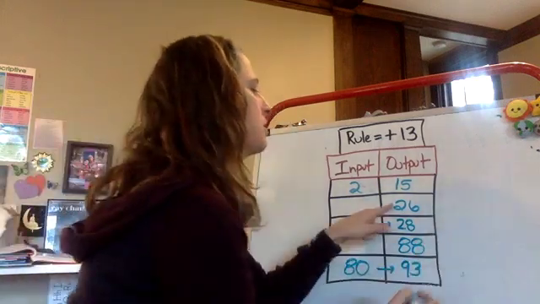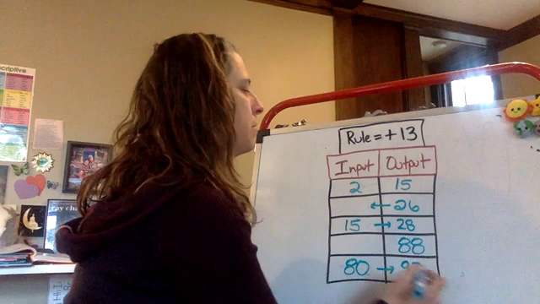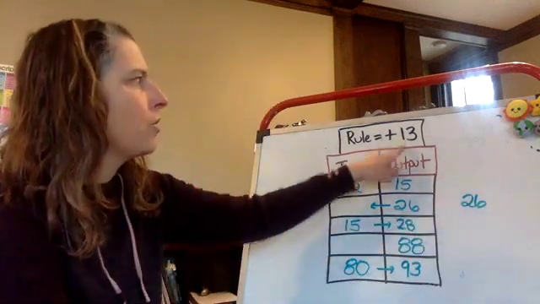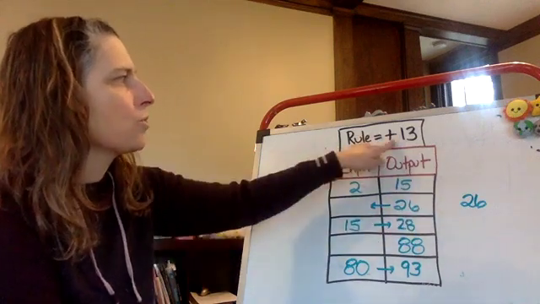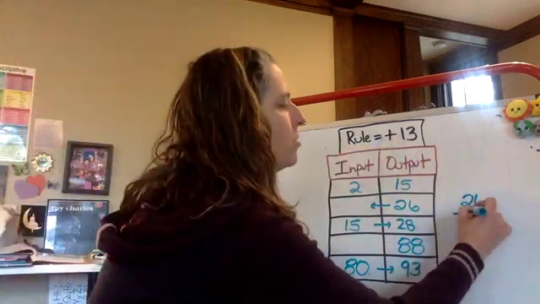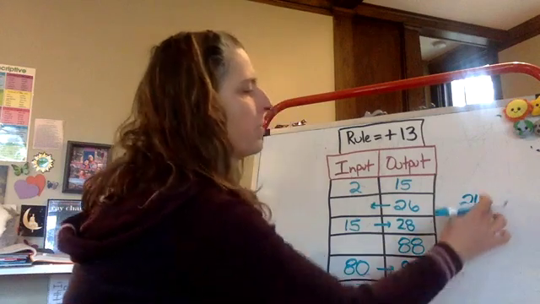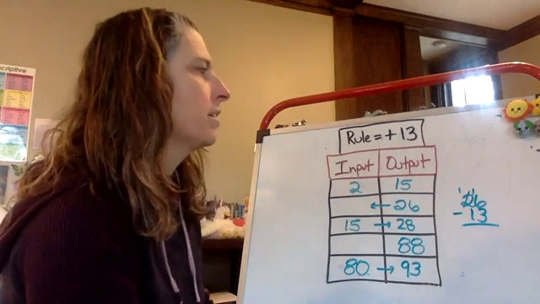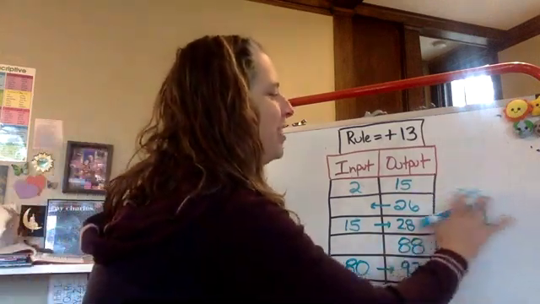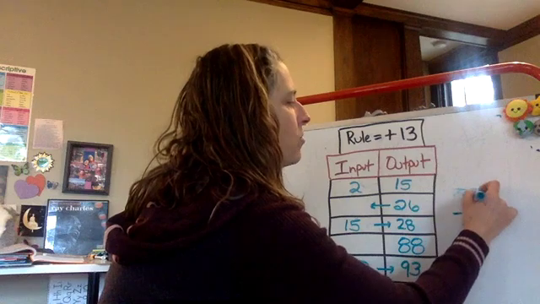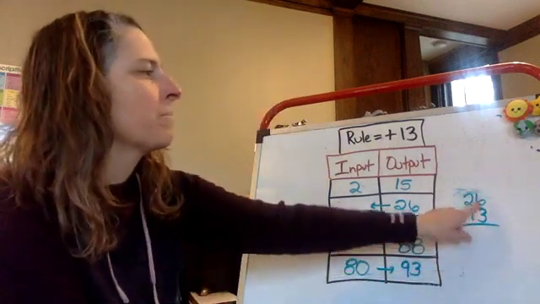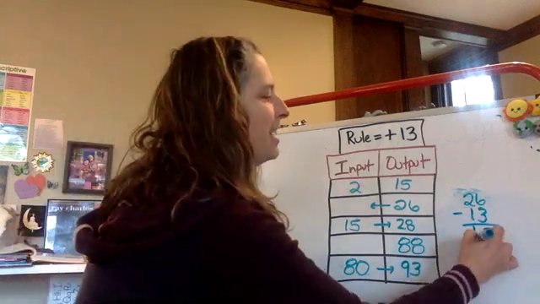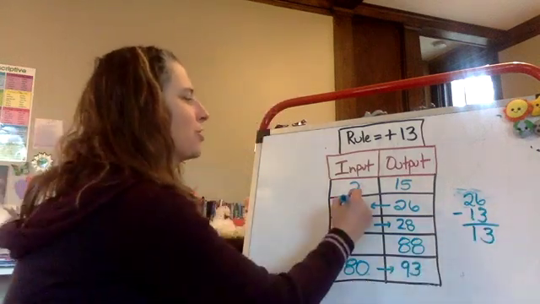So I have 26 right here, and I want to find out what the input is. I have to think backwards. I have to apply the opposite of the rule. So instead of plus 13, I'm going to do minus 13. I can't do 6 minus 3, so I'm going to regroup here. Oh, sorry, I can do 6 minus 3. It's a little early in the morning for me. I don't typically do videos early in the morning. 6 minus 3 is 3. 2 minus 1 is 1. So my answer is 13.